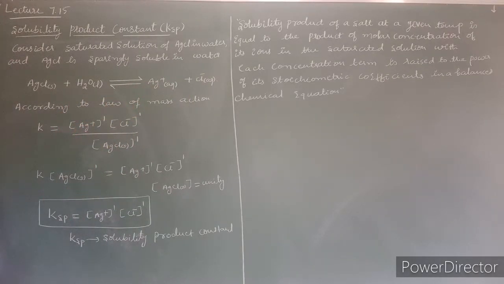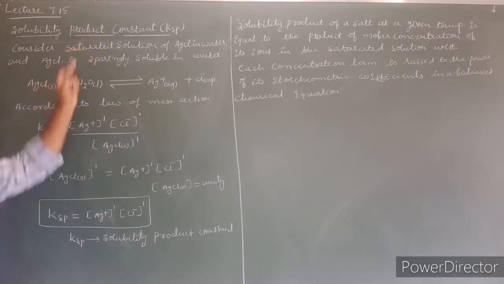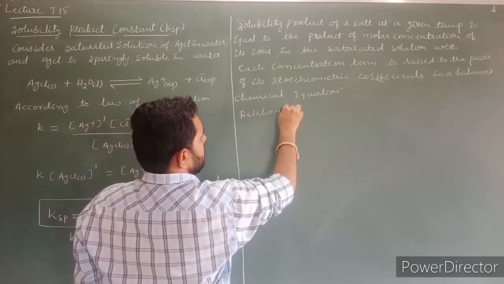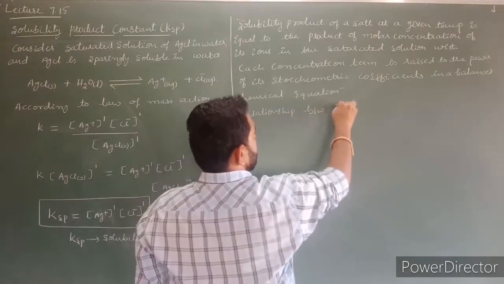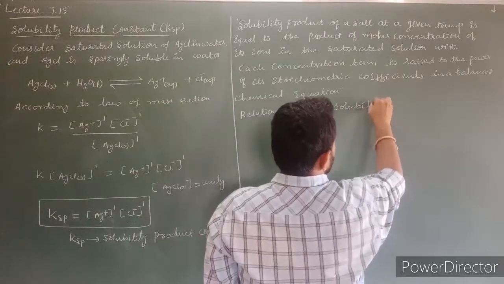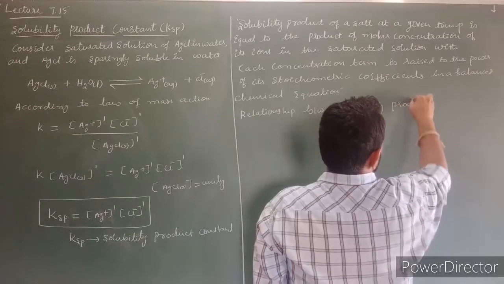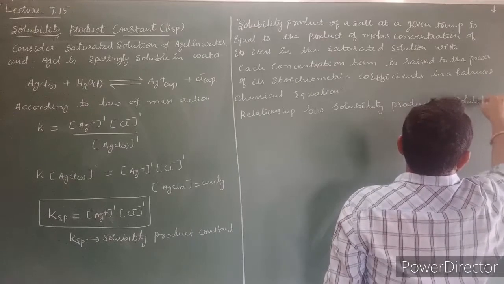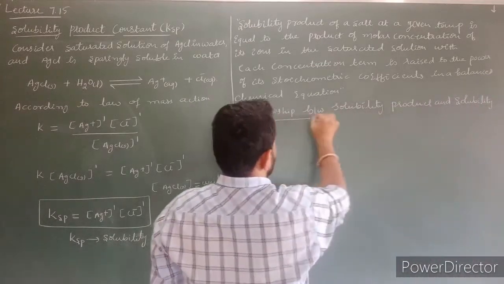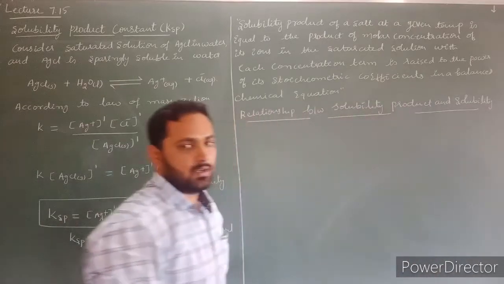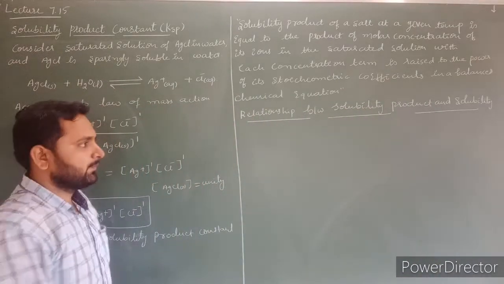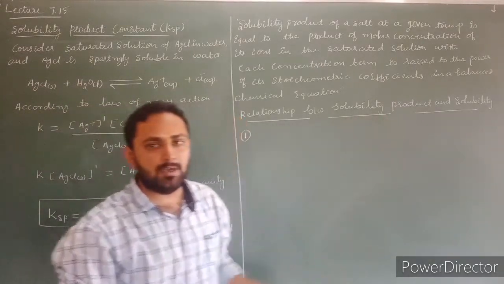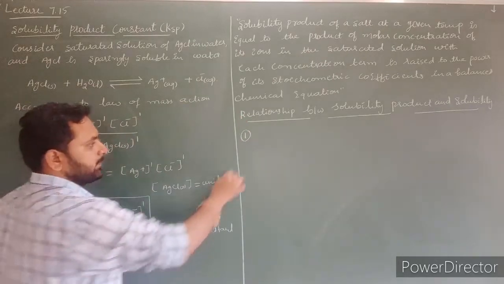Now let us discuss relationship between solubility product and solubility. These relations are more useful to calculate solubility of salt. The first, let us derive the relation between solubility product and solubility for AB type of electrolyte.